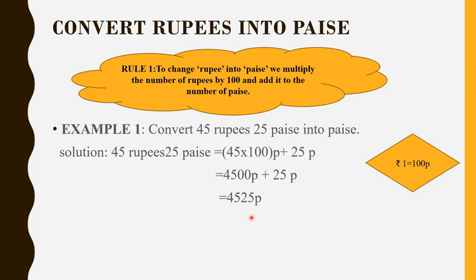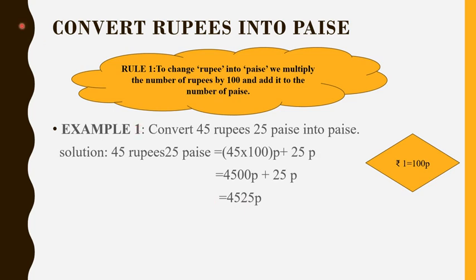4525 paise. So here we are multiplying the given rupees by 100 and adding the product to the given number of paise. So the answer is 4525 paise. So the simple rule you have to keep in mind: whatever amount of rupees is there, I have to multiply it by 100 and add it to the number of paise given, and so I will get my answer converted into paise.